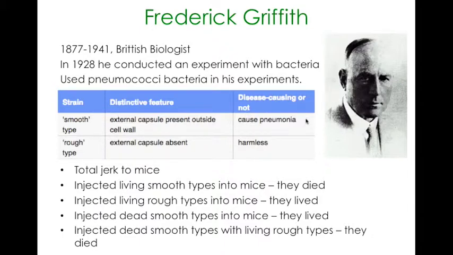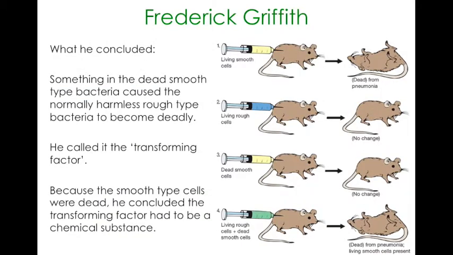And then he also injected living rough types into mice, but they lived. He injected dead smooth types into mice, and they lived. And then he did this combination where he injected dead smooth types alongside the living rough types, and they died, right? Here is a diagram to show what happened. You can see he had a very good control mechanism there.